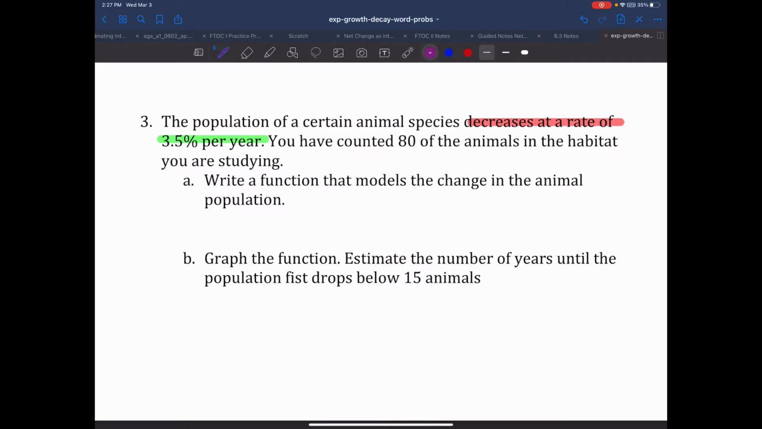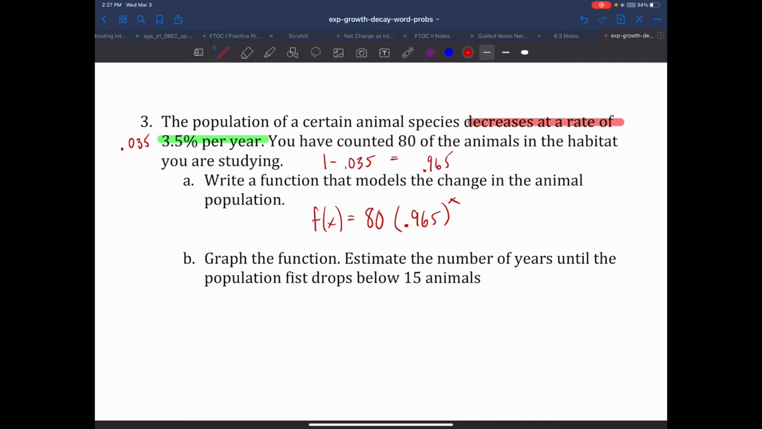So the first thing I like to do is change that percent to a decimal. So it's going to be 0.035. And then to find the growth factor, we're going to take 1 minus 0.035, and that will give us our growth factor, which is 0.965. And then for the function, we just have the initial number of animals, which is 80, times 0.965 raised to the x.